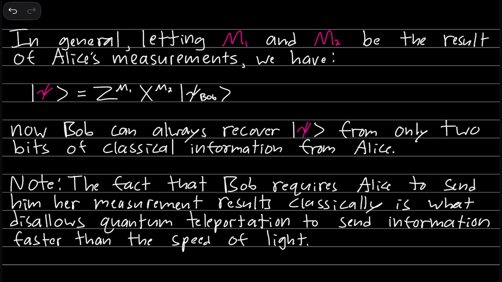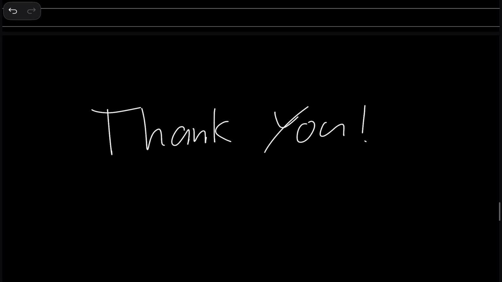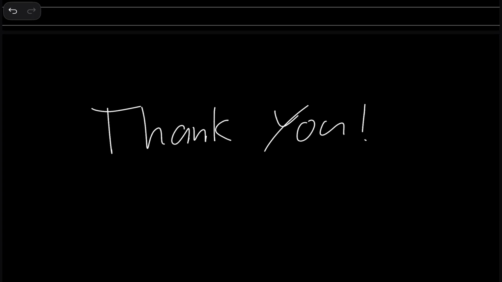And so you may be wondering, doesn't this allow us to send information faster than the speed of light? The answer is no. We avoid that paradox because Alice has to send her 2 bits, M1 and M2, to Bob classically. And so that is what disallows quantum teleportation to send information faster than the speed of light. So I hope this was a helpful explanation of how quantum teleportation works, and thank you.